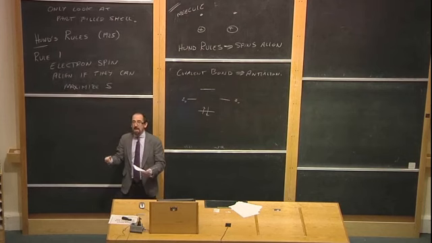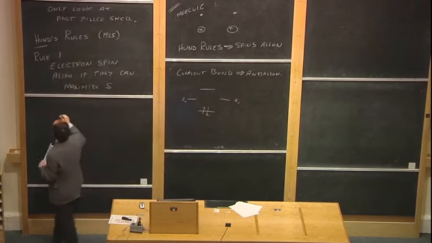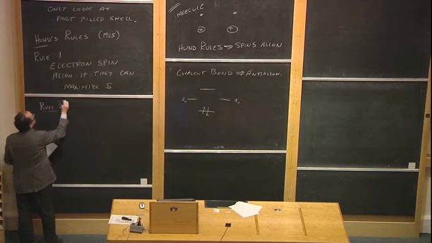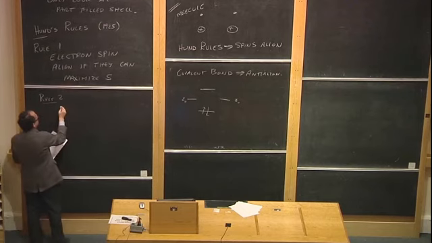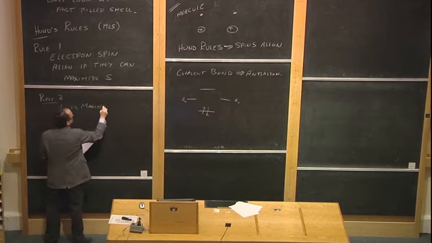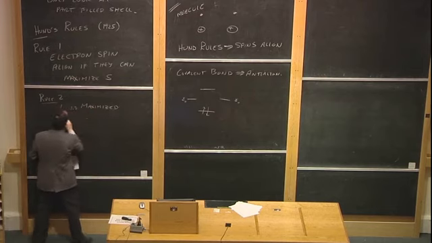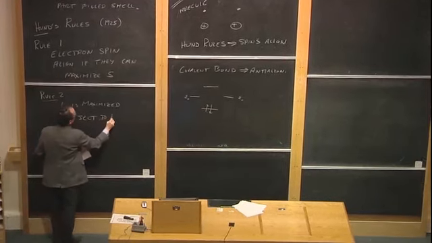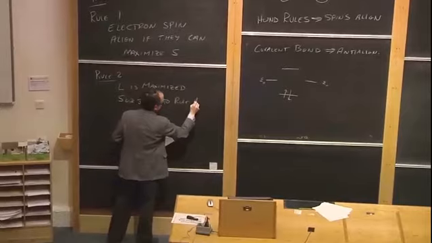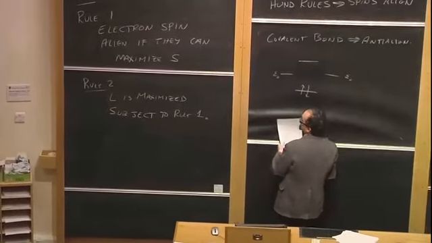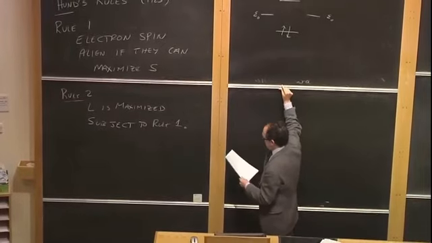Now, that said, we still have to figure out what happens to the orbital degree of freedom. So rule 2 is very similar, which is basically that L is maximized, subject to rule 1, which is more important. So let's see if we can do an example of this. Probably the easiest way to explain this is to show how it works.